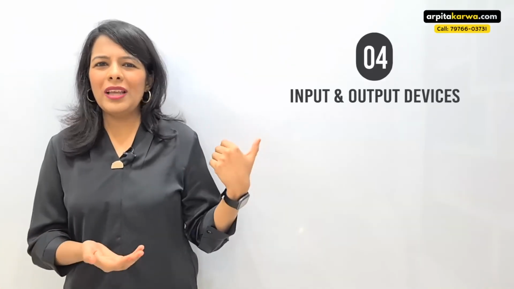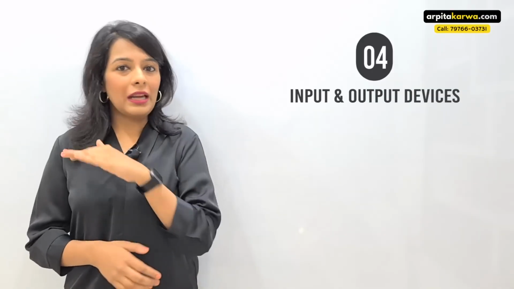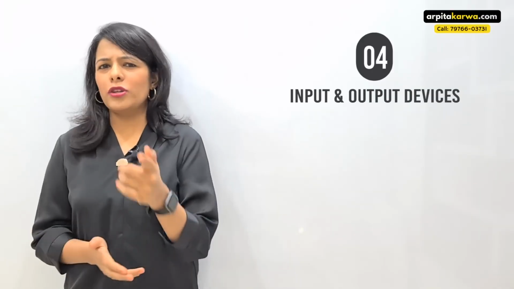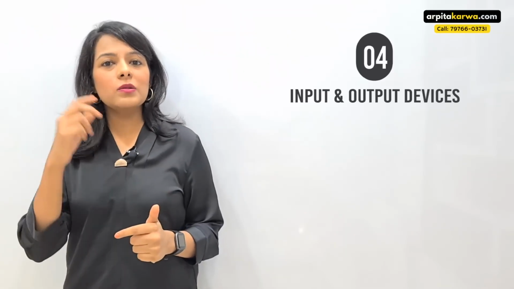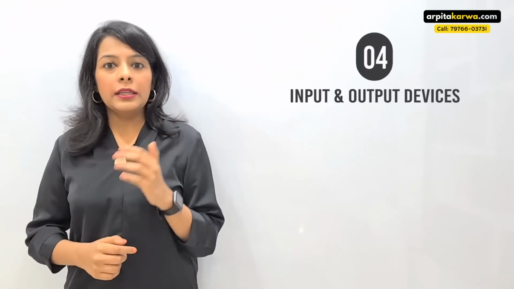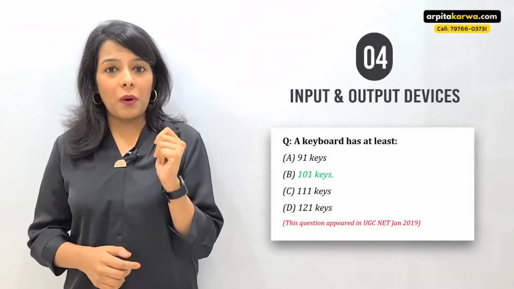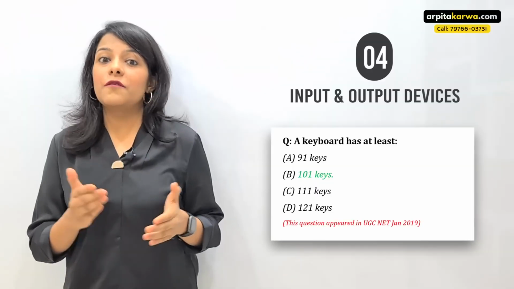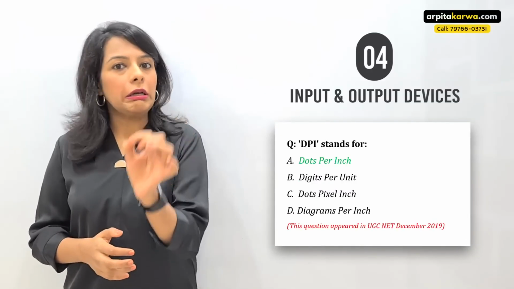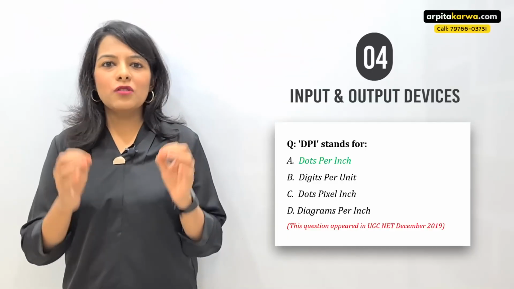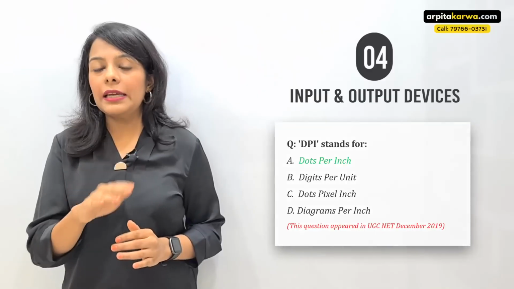But then, do they even ask questions from this topic? Yes, they do. But they don't ask you basic questions because they know you are smart enough to answer them. So they'll ask you some tricky ones. For example, they'll ask you how many keys are there in a keyboard. They might also ask you what is the full form of DPI, dots per inch, which is a term related to printers. So make sure that you study input and output devices in detail.